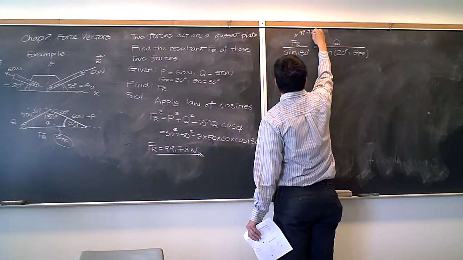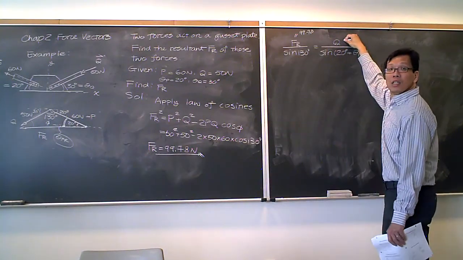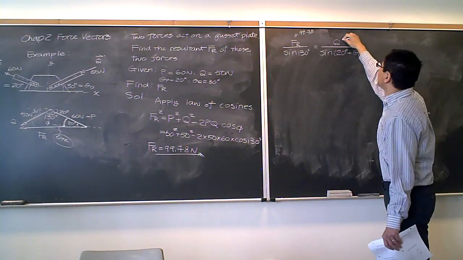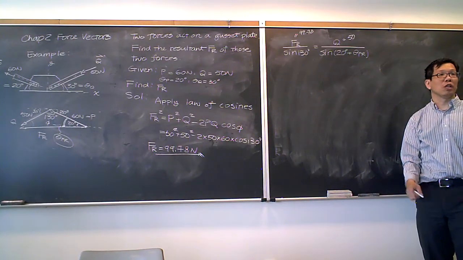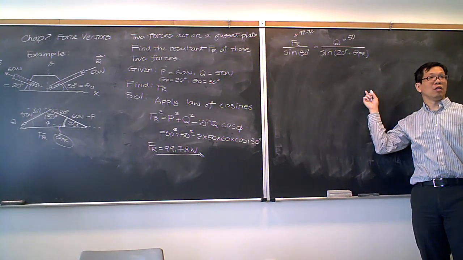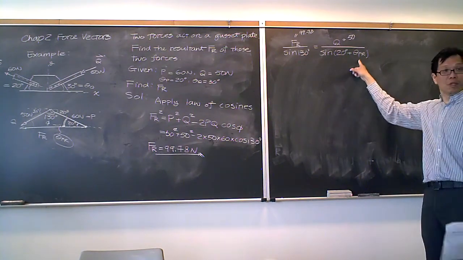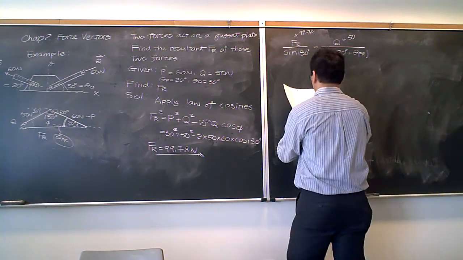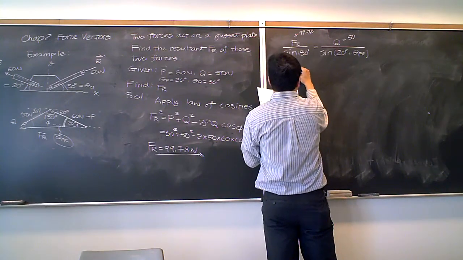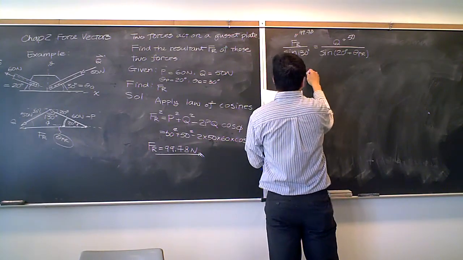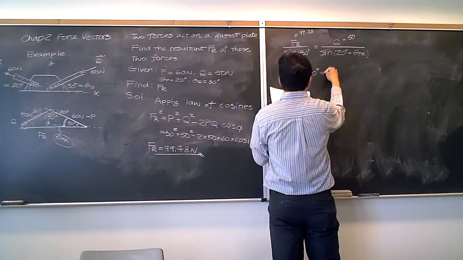99.78. Q is what? 50. How many unknowns do we have in this equation? Just one, which is this one. So if you do that, you're going to find theta FR plus 20 degrees by doing the calculation.